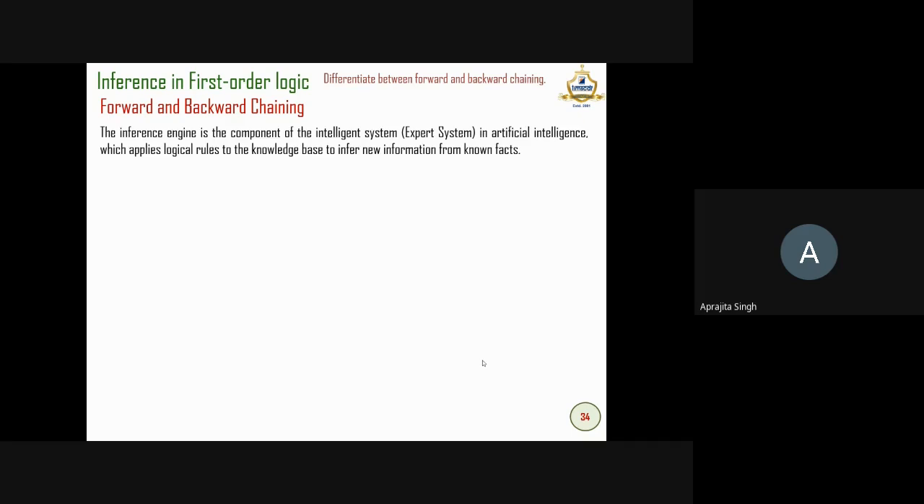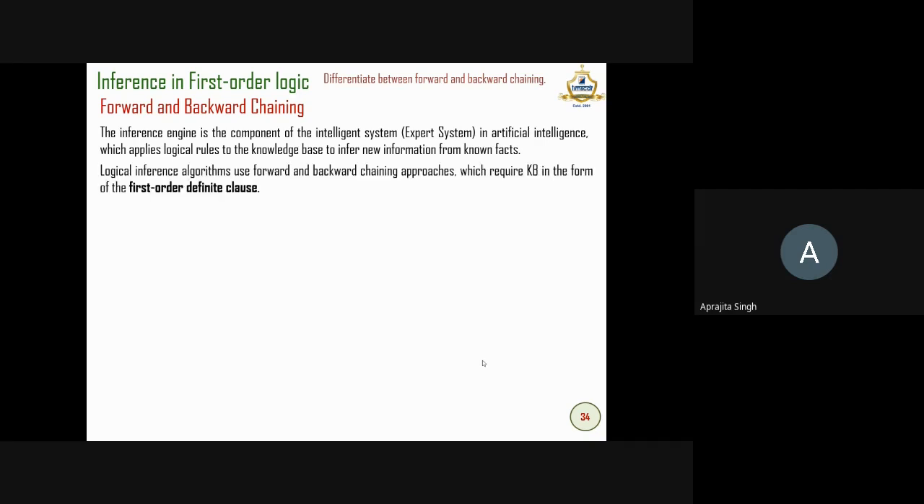So what is forward chaining? An inference engine is the component of an intelligent system, an artificial intelligence system like an expert system, which applies logical rules to the knowledge base to infer new information from known facts. So many known facts are stored as propositions, and you have to combine those facts and come to a decision, true or false.